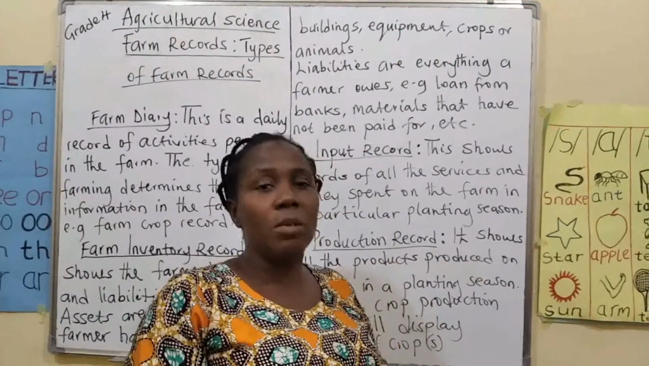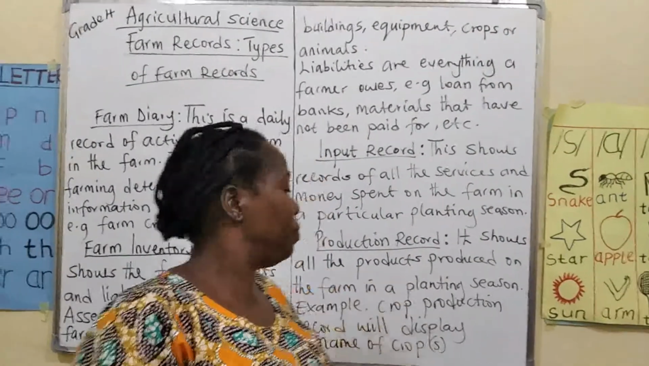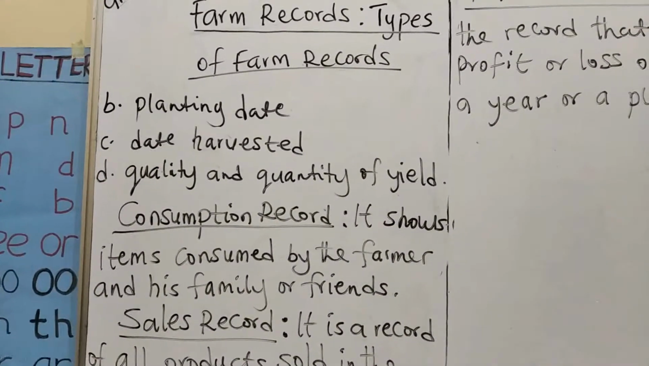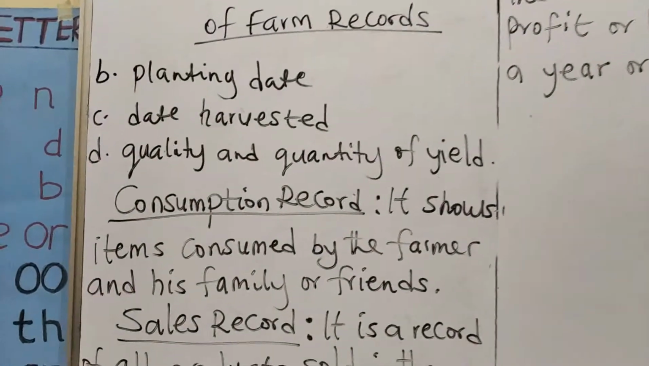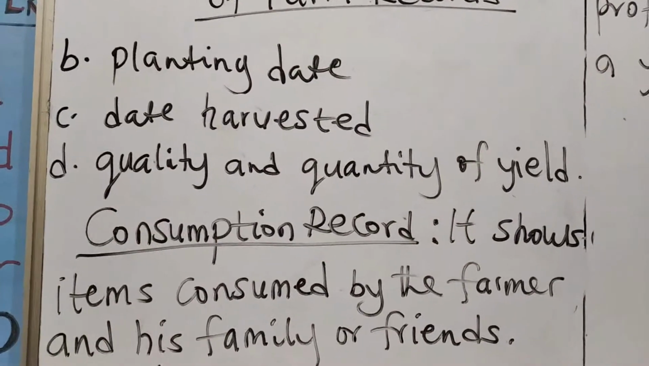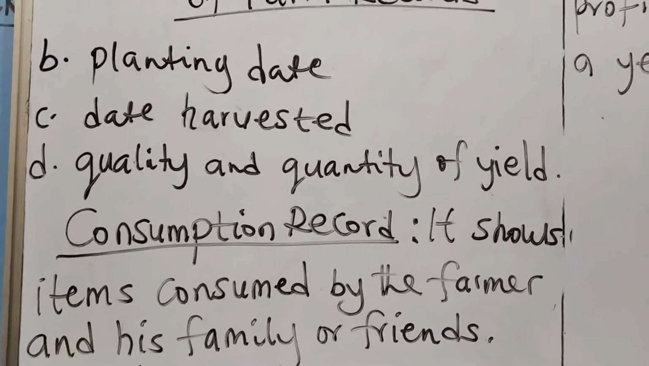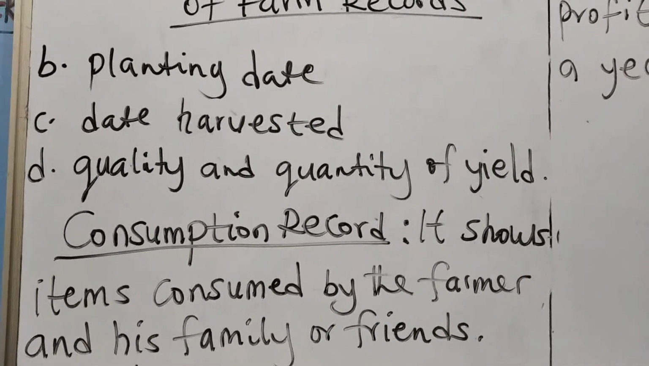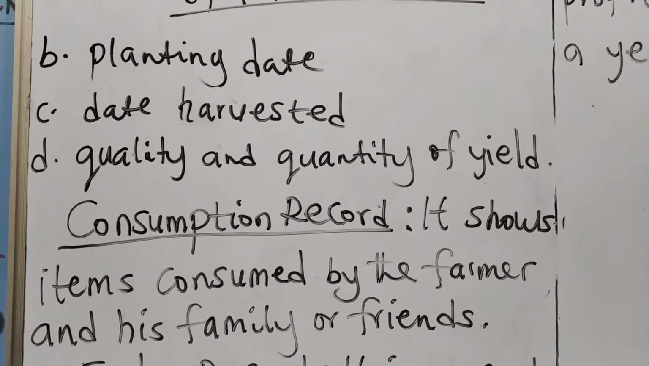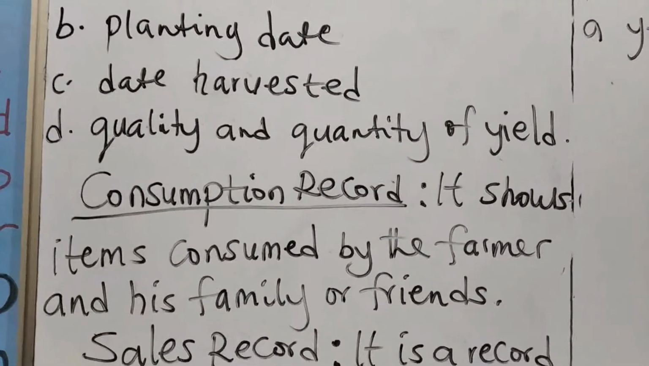Alright, let's put a little note about that before we look at the last aspects of our lesson today. Alright, friends, we have said that the production record will show the dates of the crops. Then you have the planting dates. Dates harvested must also be written down, and the quality and quantity of yield. That is, how is the harvest? How is the quantity of crop produced, or the quantity or quality of the animal that is about to be sold off?